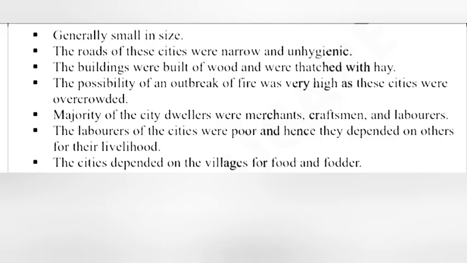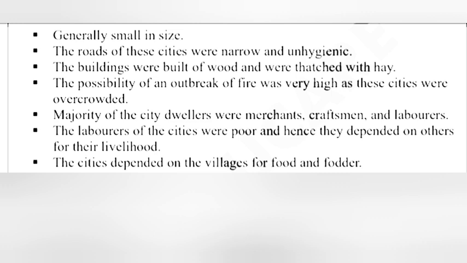Answer: Generally small in size. The roads of these cities were narrow and unhygienic. The buildings were built of wood and were thatched with hay. The possibility of an outbreak of fire was very high as these cities were overcrowded.